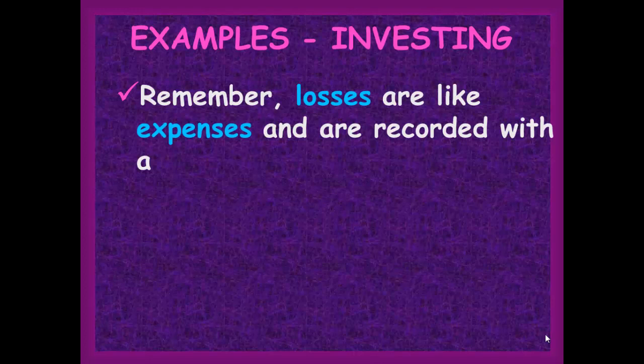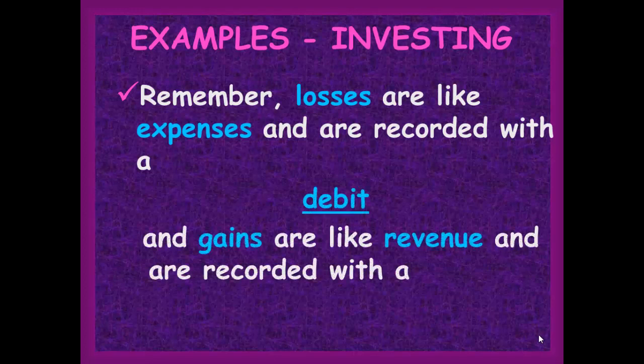Let's review that, taking us back to chapter 9. Losses are like my expenses. They are recorded with a debit or a credit? Debit, good. Expenses are a debit. Gains are like revenues. They are recorded with a credit. So losses are like expenses. They're recorded with a debit. Gains are like revenues. They're recorded with a credit.